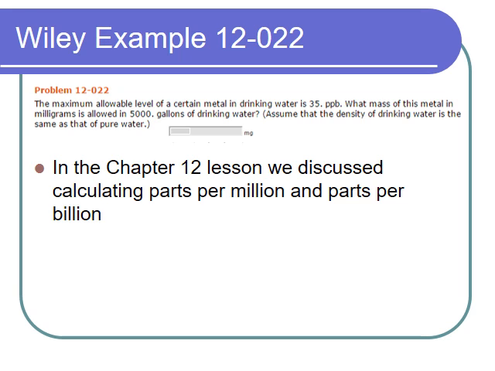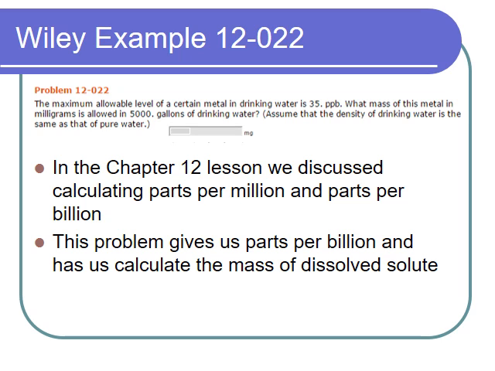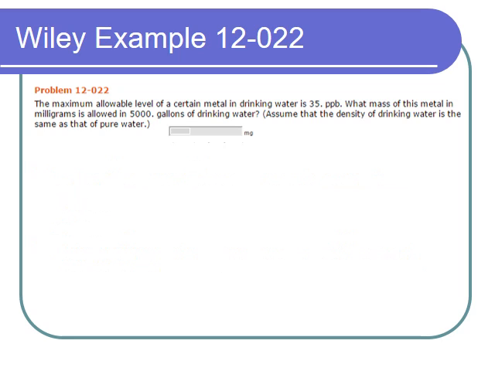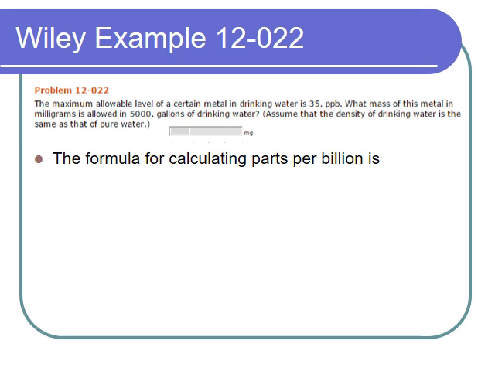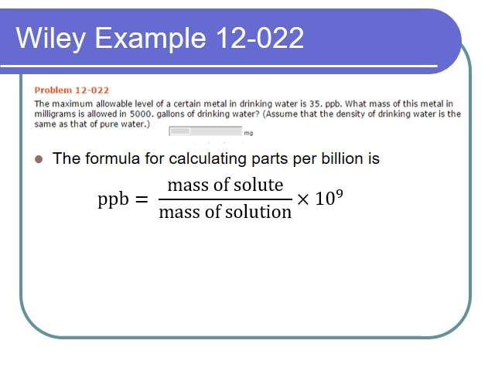In the Chapter 12 lesson, we discussed calculating parts per million and parts per billion. This problem gives us a parts per billion and has us calculate the mass of the dissolved solute. The formula that we discussed in that lesson: parts per billion is mass of solute over mass of solution times 10 to the 9th.